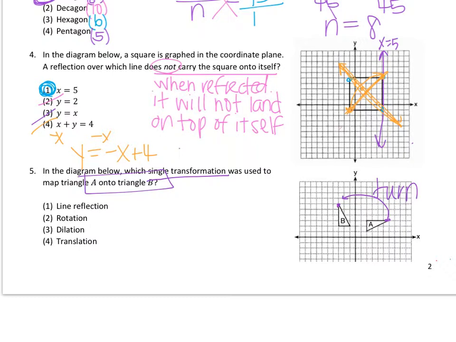A reflection, line reflection, is a flip. Rotation is a turn. Dilation is a shrink or a grow. And a translation is a slide. So again, we see a turning motion happening here, which means that we have a rotation.